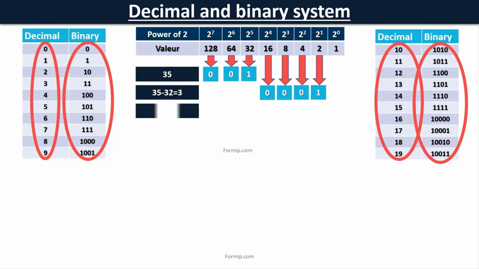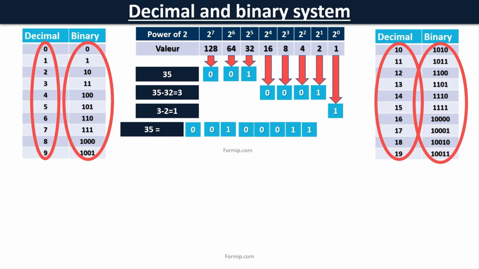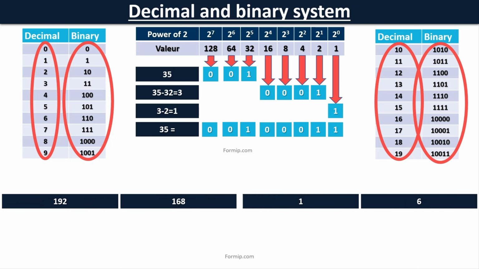We subtract 2 from the number 3, and now we just have to find the number 1. The decimal value of the last bit is 1, which is the remaining number. We will therefore put a 1 below. The binary equivalent of the decimal number 35 is 00100011. An IP address takes the form of 4 sets of decimal numbers separated by periods.